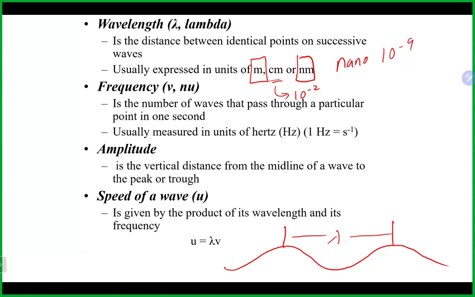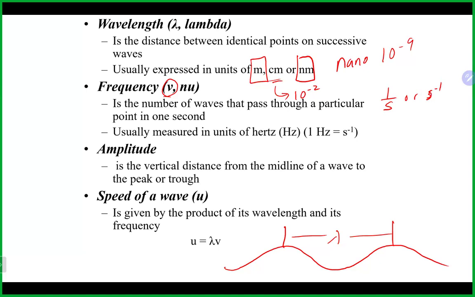The frequency is nu, which is this symbol here. It is not really a V, although a lot of people call it a V. But it is the frequency, and that is the number of waves that pass a particular point per second. And the units of frequency are usually reciprocal seconds, which can be written 1/seconds, or s with a -1.